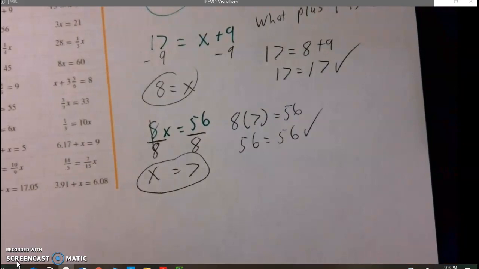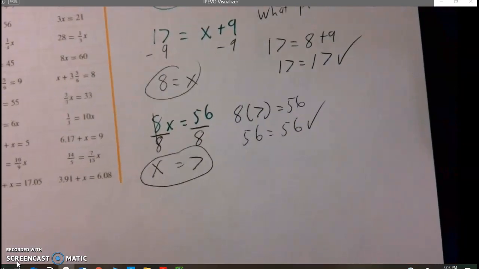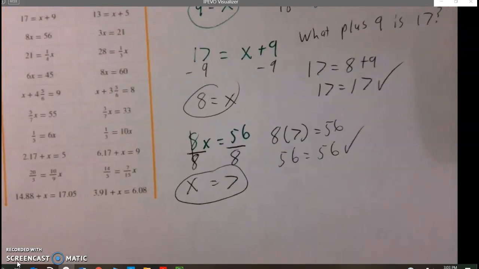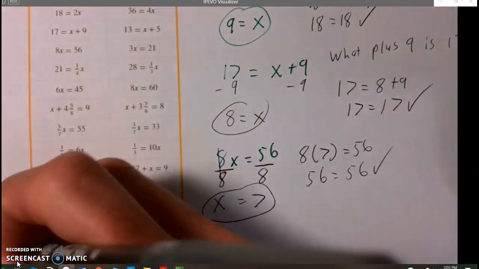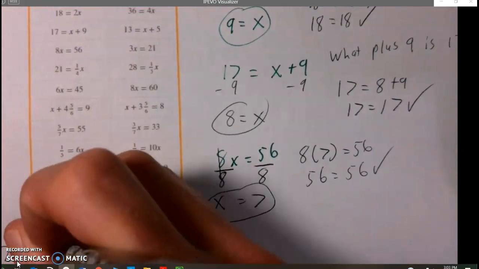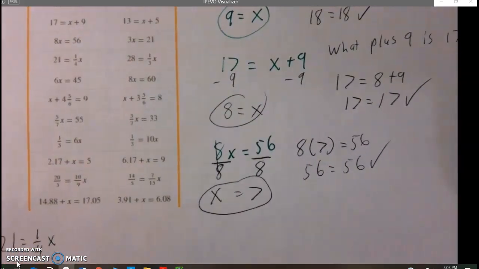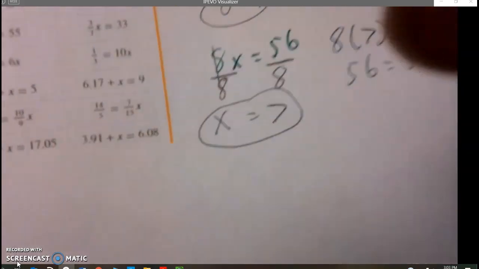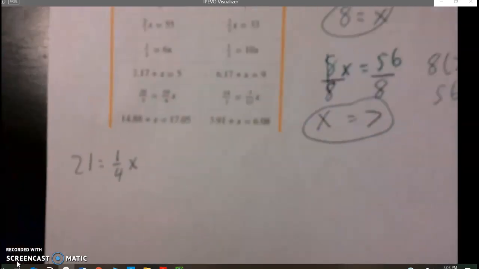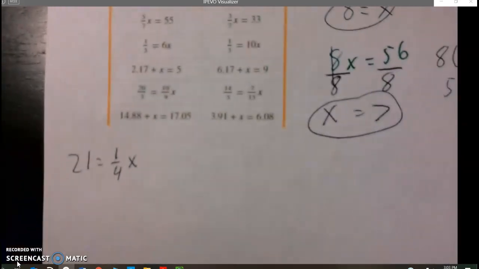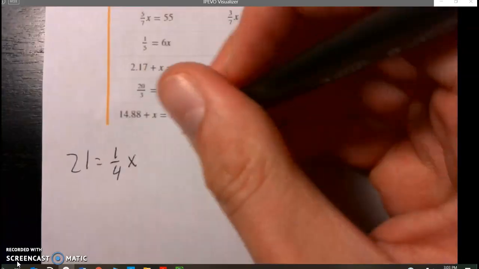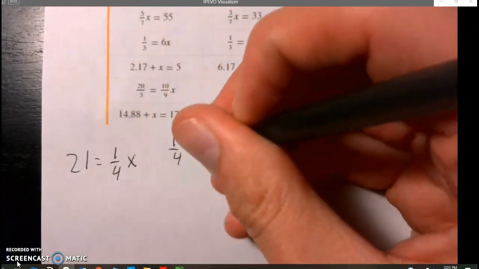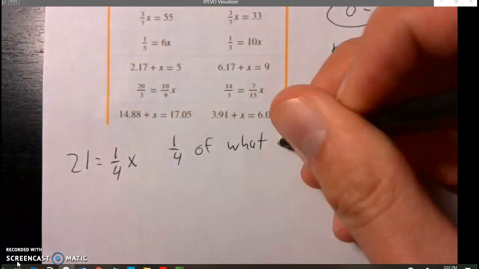Okay. Now, it starts to get a little bit harder once we get past those first 3 rows. So the next one says 21 equals 1/4 x. So this is saying that 1/4, sorry, I'm trying to zoom in for you a little bit. 1/4 of what is 21? Okay. 1/4 of what number is 21.